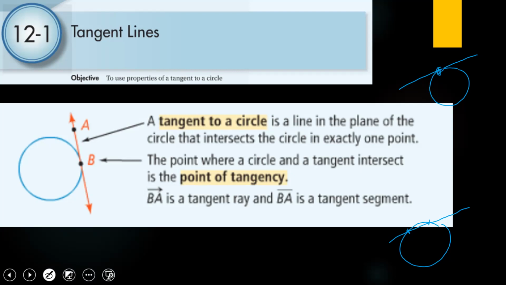So look at this circle here. Ray BA is a tangent ray, and line segment BA is a tangent segment. So the tangent line is a line that intersects the circle in exactly 1 point. This is the meaning of tangent.